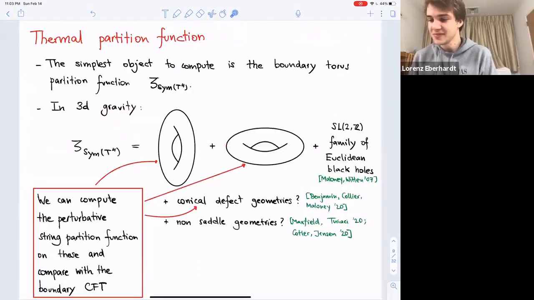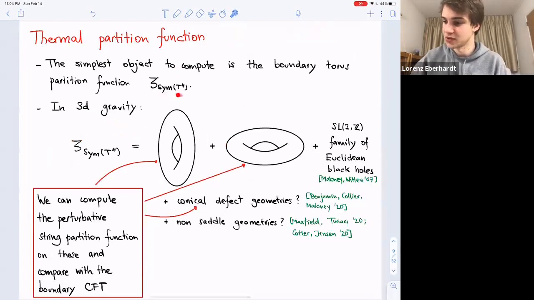Okay. So now my main objective is to try to compute the thermal partition function in the boundary, which for a reason I'll explain in a second, I denote by curly Z. If this were 3D gravity, what would we do? We would sum over the thermal AdS, the BTZ black hole, and all this SL(2,Z) family of Euclidean black holes, and include some one-loop determinant on it. In 3D gravity it's actually one-loop exact, so perturbatively that's exact.